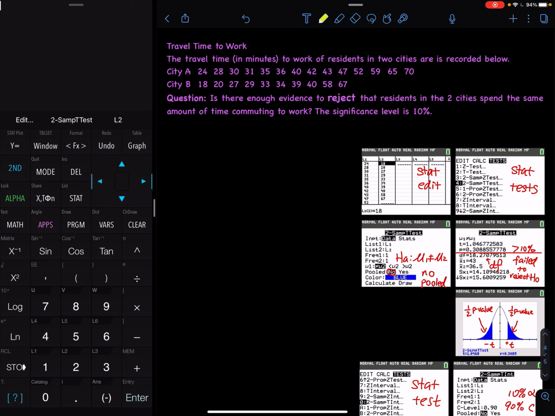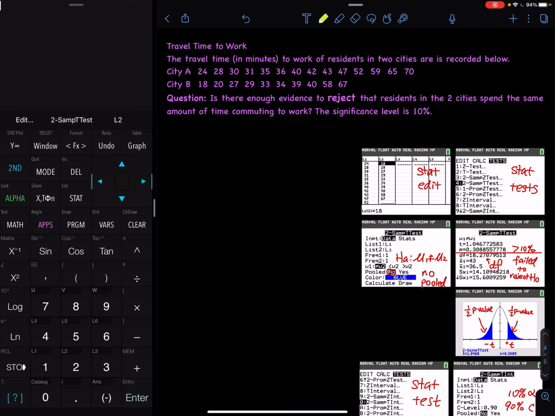Travel time to work. This is a data problem. The travel time in minutes to work of residents in two cities are recorded below. So I have two lines of data, one for city A and one for city B. My question is, is there enough evidence to reject that residents in the two cities spend the same amount of time commuting to work? The significance level is 10%.